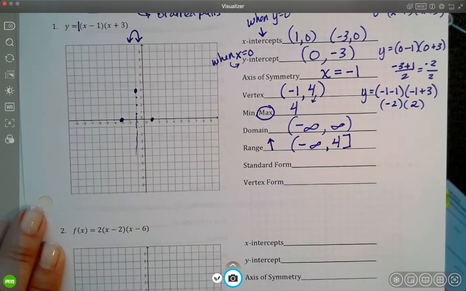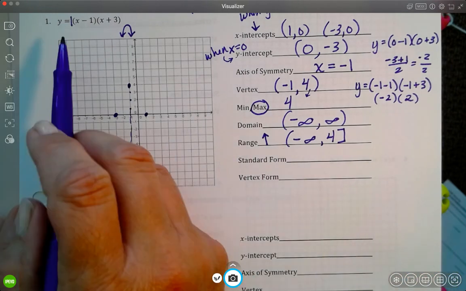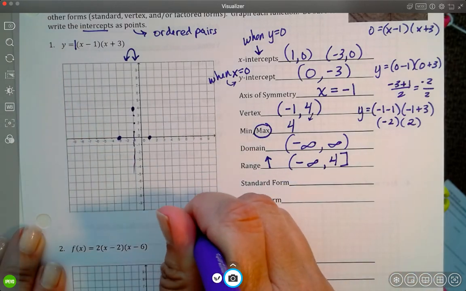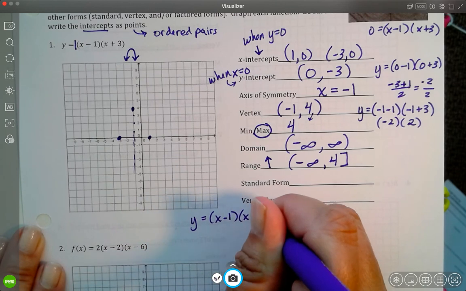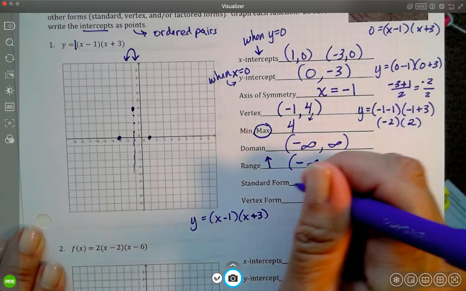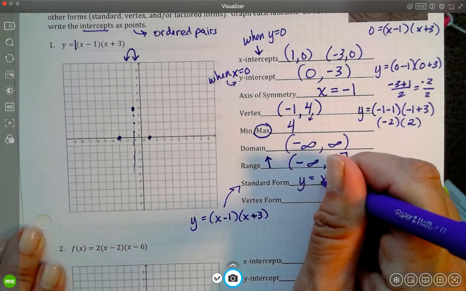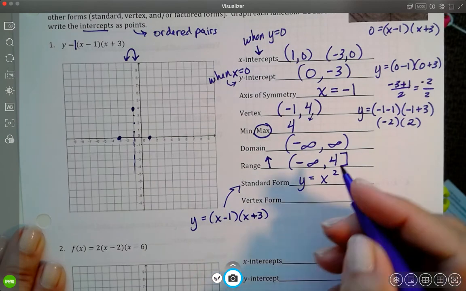For standard form, I'm just going to go ahead and FOIL this factored form. So I have y equals x minus 1 times x plus 3, and I'm going to multiply it out. So I have y equals x squared, and then minus 1x plus 3x is plus 2x.